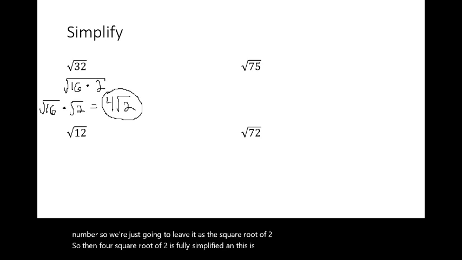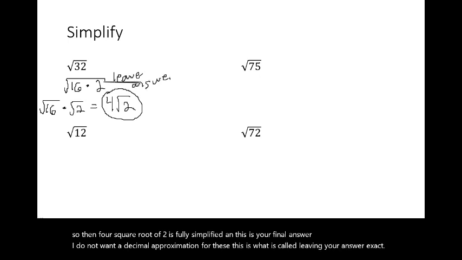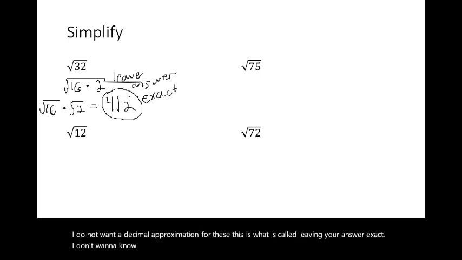I do not want a decimal approximation for these. This is what is called leaving your answer exact. I don't want to know what 4 times the square root of 2 is on a calculator. I don't need to know what decimal that is. You're going to leave it as 4 square root of 2.